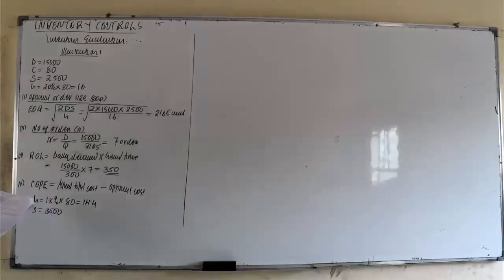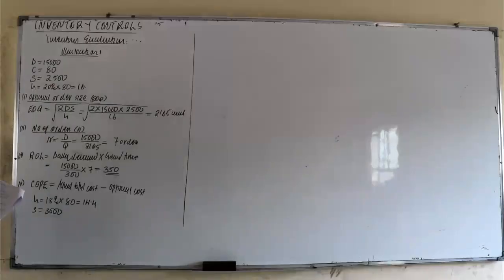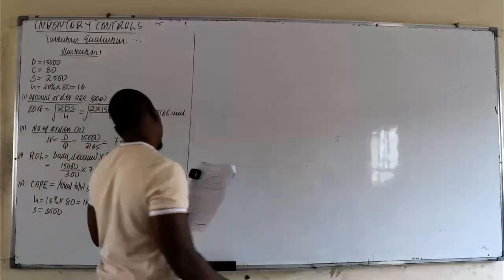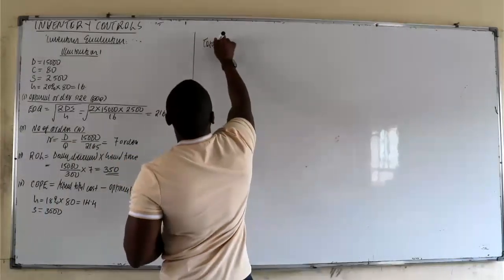14.4. And in that case, you assume that the ordering cost now is not 25, now it's 3,000. So our cost will vary by how much? That's what we call the cost of predicting an error. So how do we get the total cost?